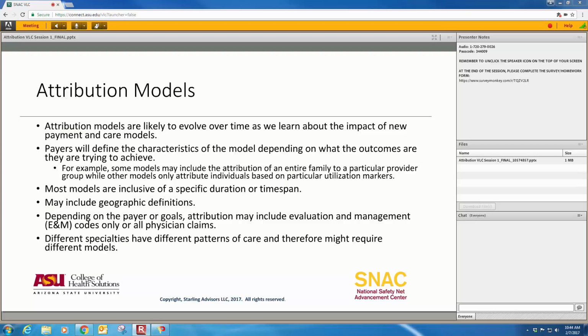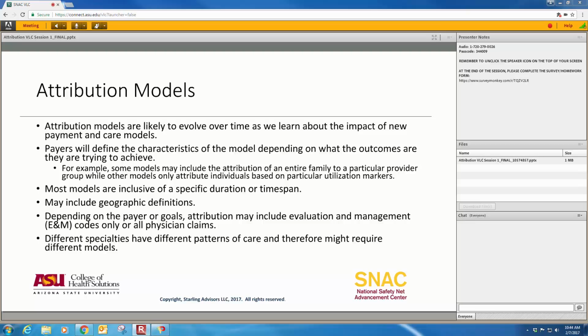Another example is that in some models, payers will opt to try to assign an entire family to a particular provider or provider group, whereas in other models they may use certain utilization markers. So patients who utilize hospital services, they may wish to go to a different organization than others. We'll talk a little bit too about how patient choice factors into that, particularly in the public insurance programs of Medicaid and Medicare. But we are seeing the payers push the envelope even in programs that have kind of unlimited patient choice.